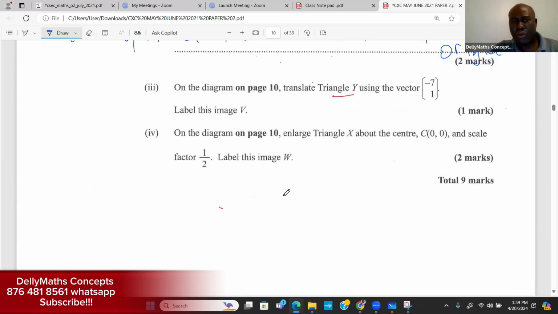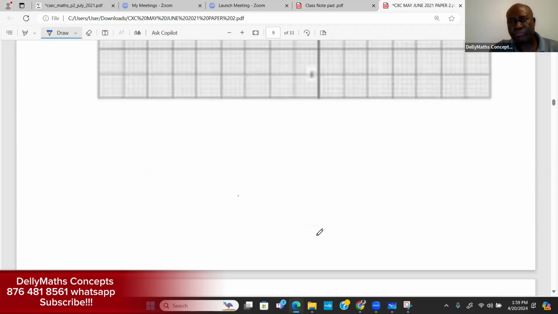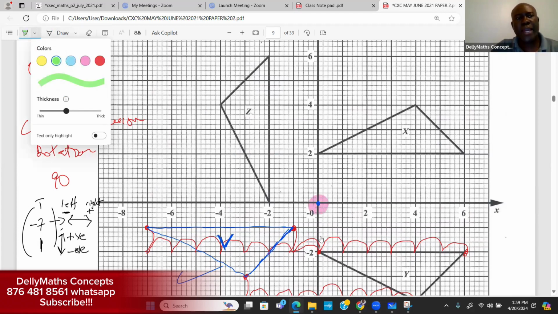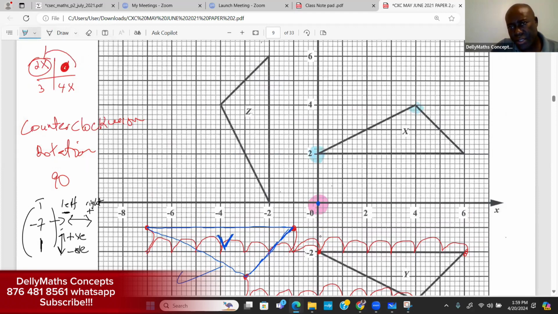It says, we want to do an enlargement with the center 0, 0, scale factor 1/2. So triangle X, we're going to be messing around with X and we're going to label it W when we're done, right? Let's go for it. So triangle X, what we're going to do. Bear in mind though, this is one of the good things with enlargement. If I'm at the center 0, 0, I could use my coordinates to help me do the enlargement. For example, if I write down the coordinates of these, I could just easily get them.